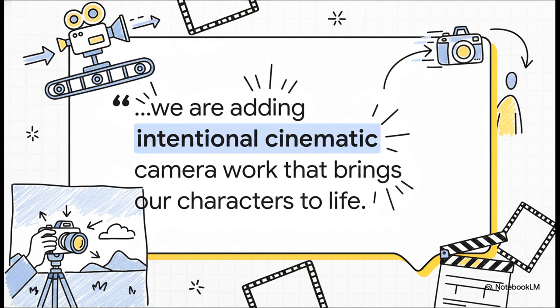And I want to be super clear here. We're not just talking about some random zoom or a simple pan across the screen. The goal is to add intentional camera work. Things like a dolly zoom, a tracking shot, a slow reveal. This is what actually enhances the emotion of the scene and makes the final product feel less like an AI video and more like a real movie.